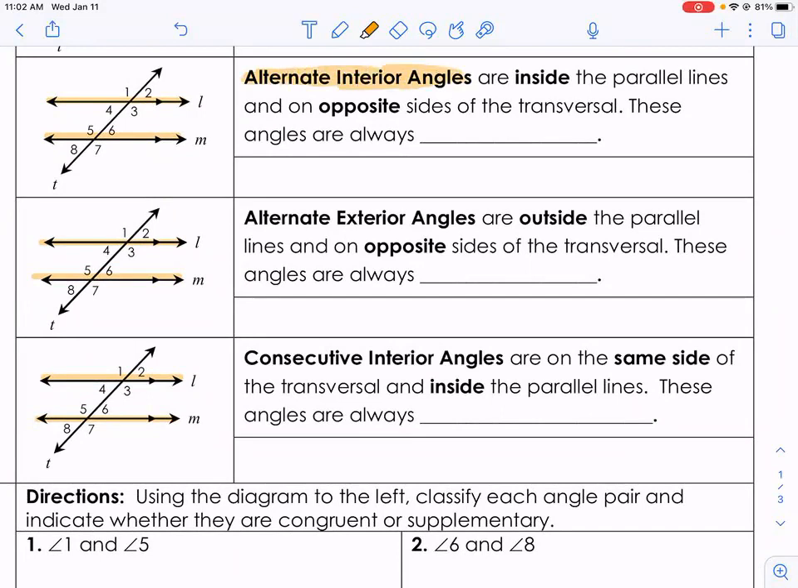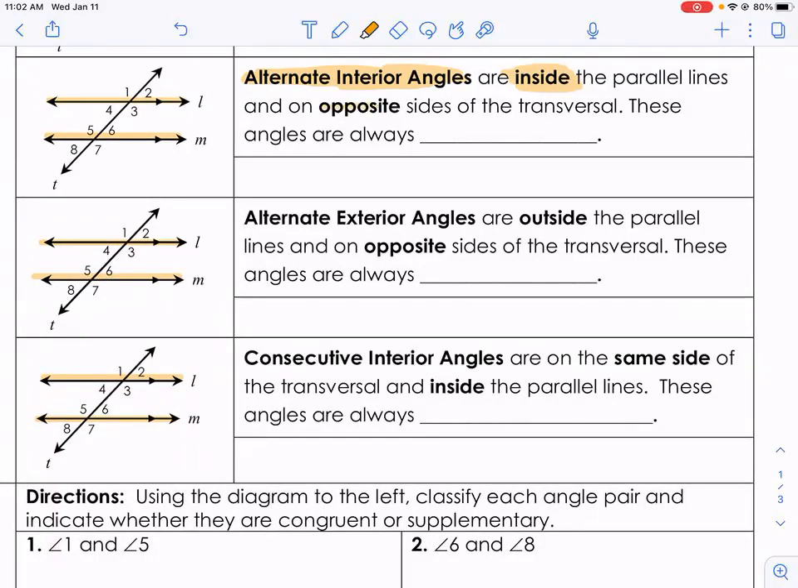So highlight alternate interior, whatever your parallel lines are. Okay, interior. That means inside. Okay, very nice. So do you see how our parallel lines look like a sandwich? Interior means it's inside the parallel lines. So these angles in between our bread, the peanut butter and jelly, are our inside.